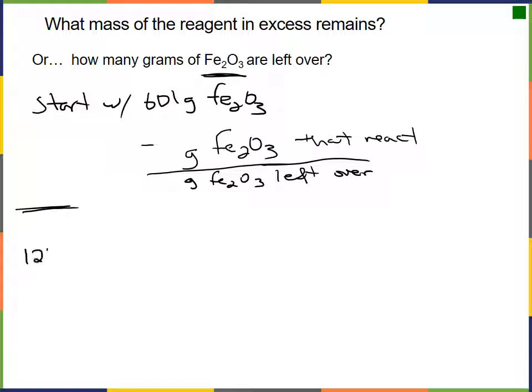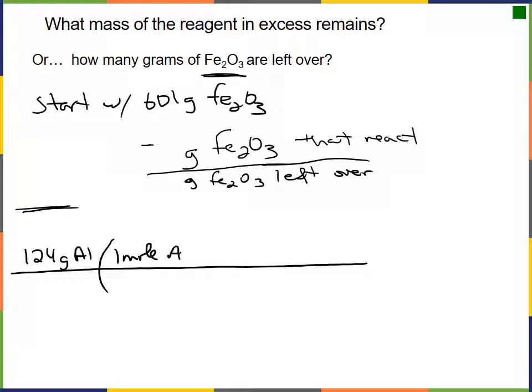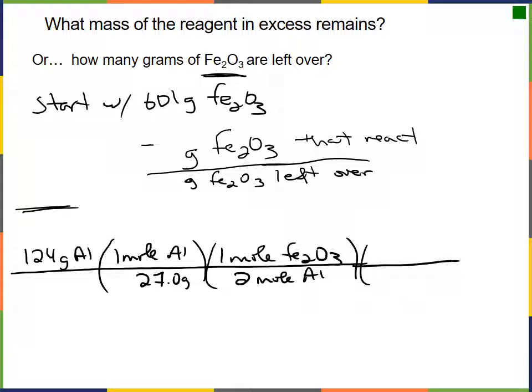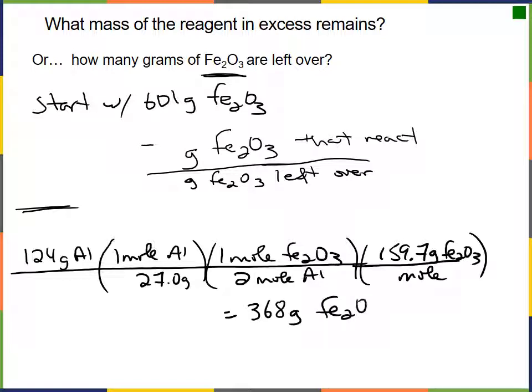So we're going to go back to 124 grams of aluminum, and we're going to do the same thing, except we're going to end up with the iron oxide. We know there's 1 mole of aluminum for every 27 grams of it. We know there's 1 mole of iron oxide for every 2 moles of aluminum from our balanced reaction. And we know from the periodic table there's 159.7 grams of iron oxide per mole, the molar mass. And that is going to give us a total of 368 grams of iron oxide reacted.